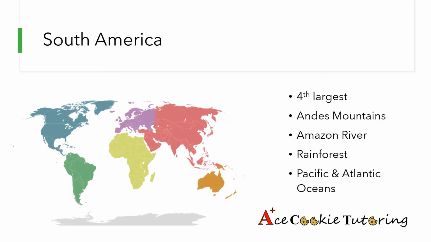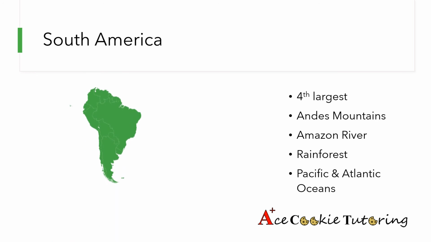Our next continent is South America. Which one is this? It's the green one. South America is the fourth largest continent on the Earth, and it contains many things. It contains the Andes Mountains, the Amazon River, and it has a lot of rainforest.